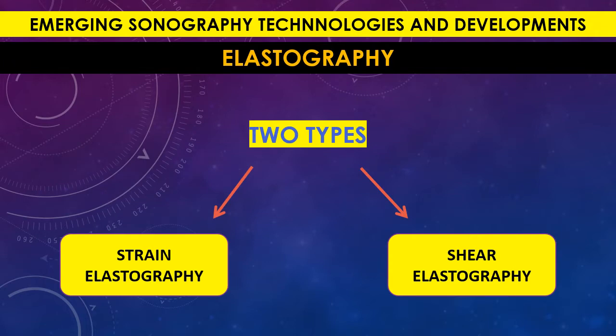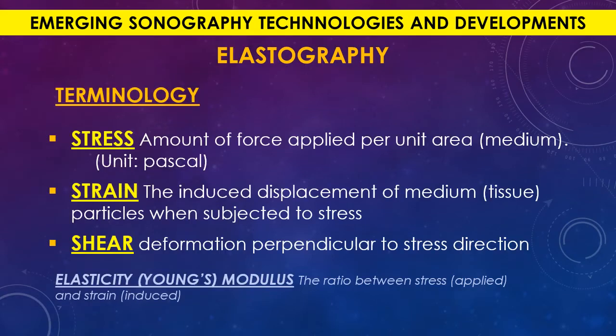Elastography has two types, strain elastography and shear elastography. Before talking about the two types, we need to know some terms. The first term is stress. What is stress? It is a force or pressure that is applied per unit area of a medium.